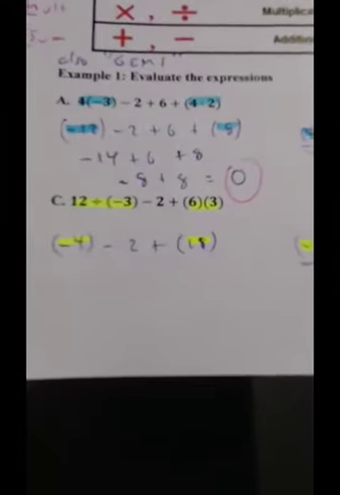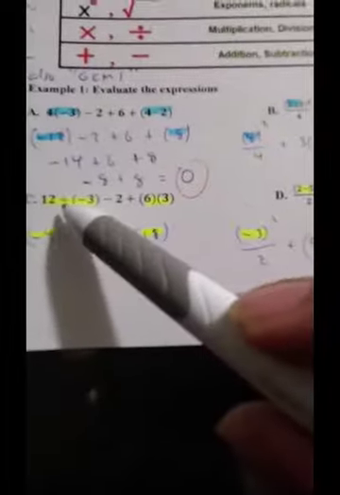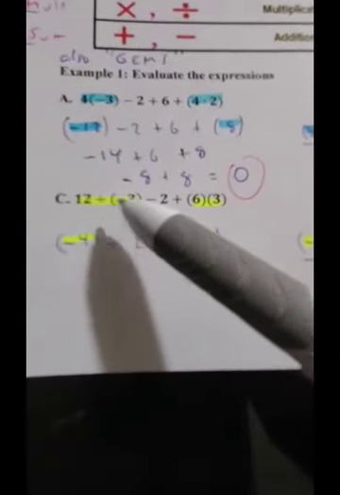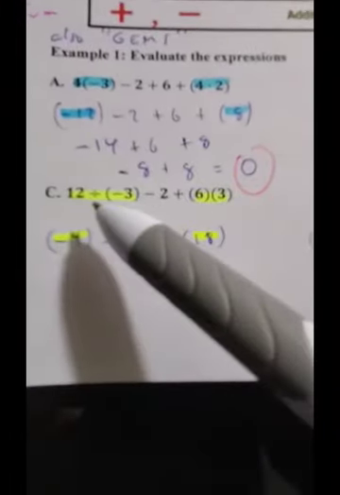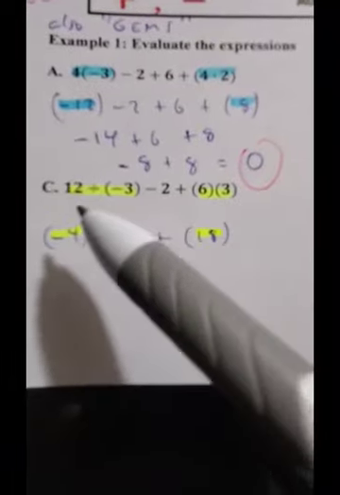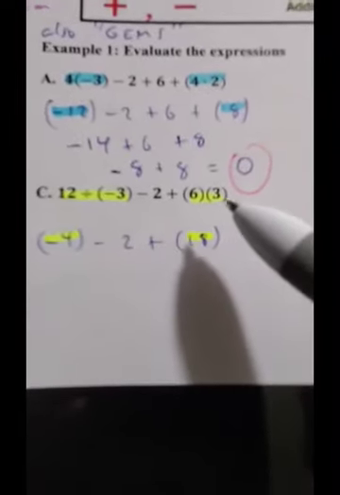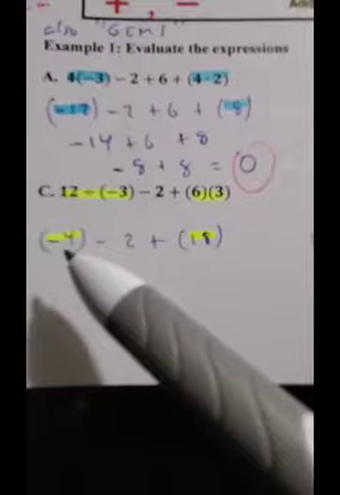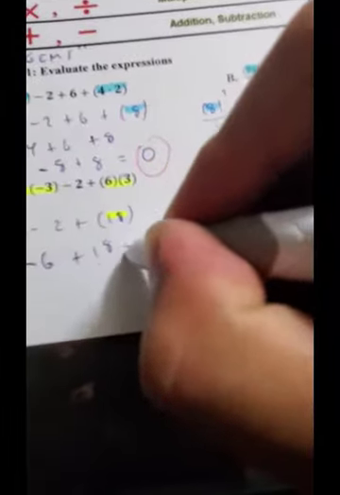And then let's go ahead and do this one. Like I said, be careful with the division and multiplication first. You do that first. That becomes that. 12 divided by negative 3 is negative 4. 6 times 3 is 18. This is negative 4 minus 2, which will give me negative 6, plus 18. If you do that, you're going to end up with 12. And that would be the answer for that one.